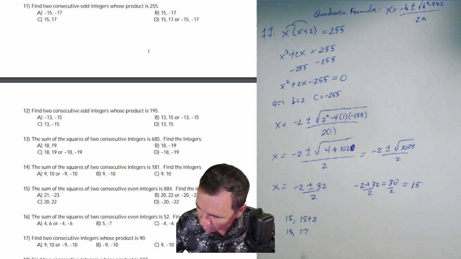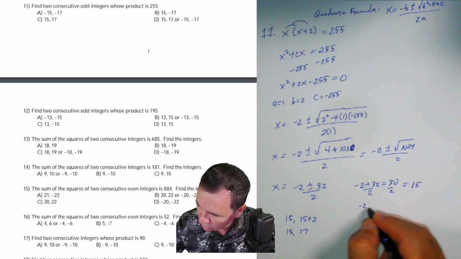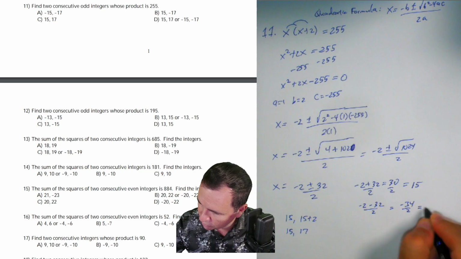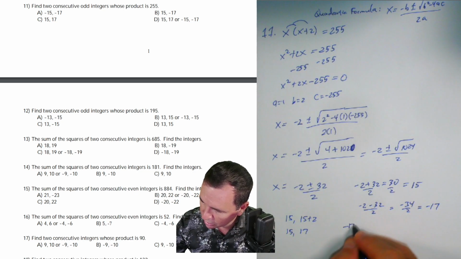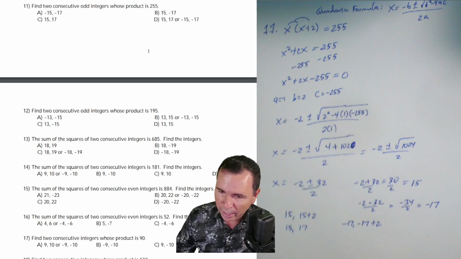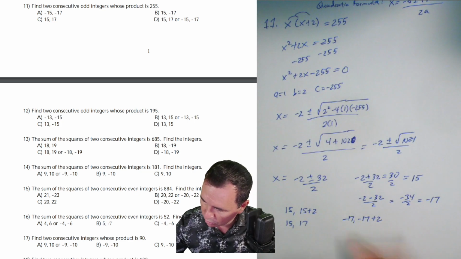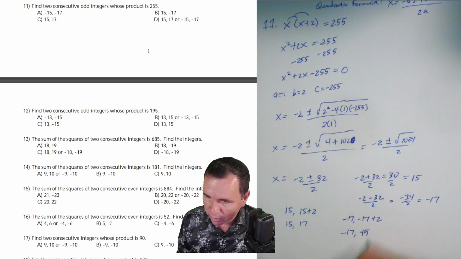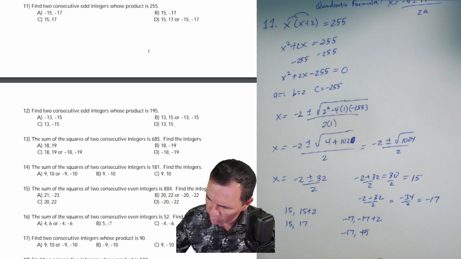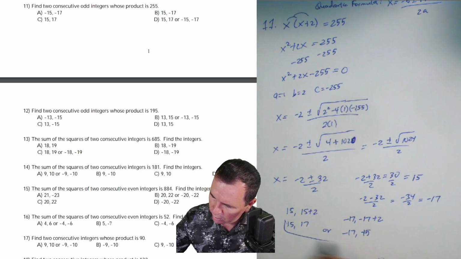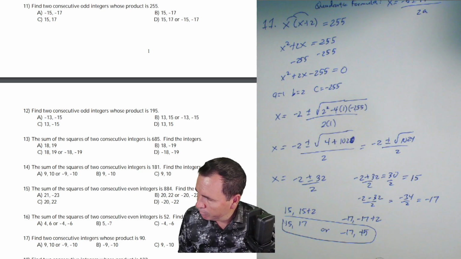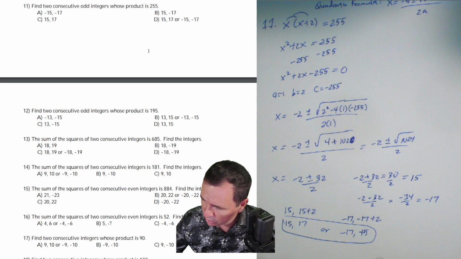But remember, you got to also do the negative. So it's going to be negative 2 minus 32 over 2, which is negative 34 over 2, which is negative 17. And so my two answers are negative 17 and negative 17 plus 2. But in this case, when you add 2 to a negative 17, you're going to go down to a negative 15. All right? So those are my two answers. So you get answer choice D. Answer choice D.